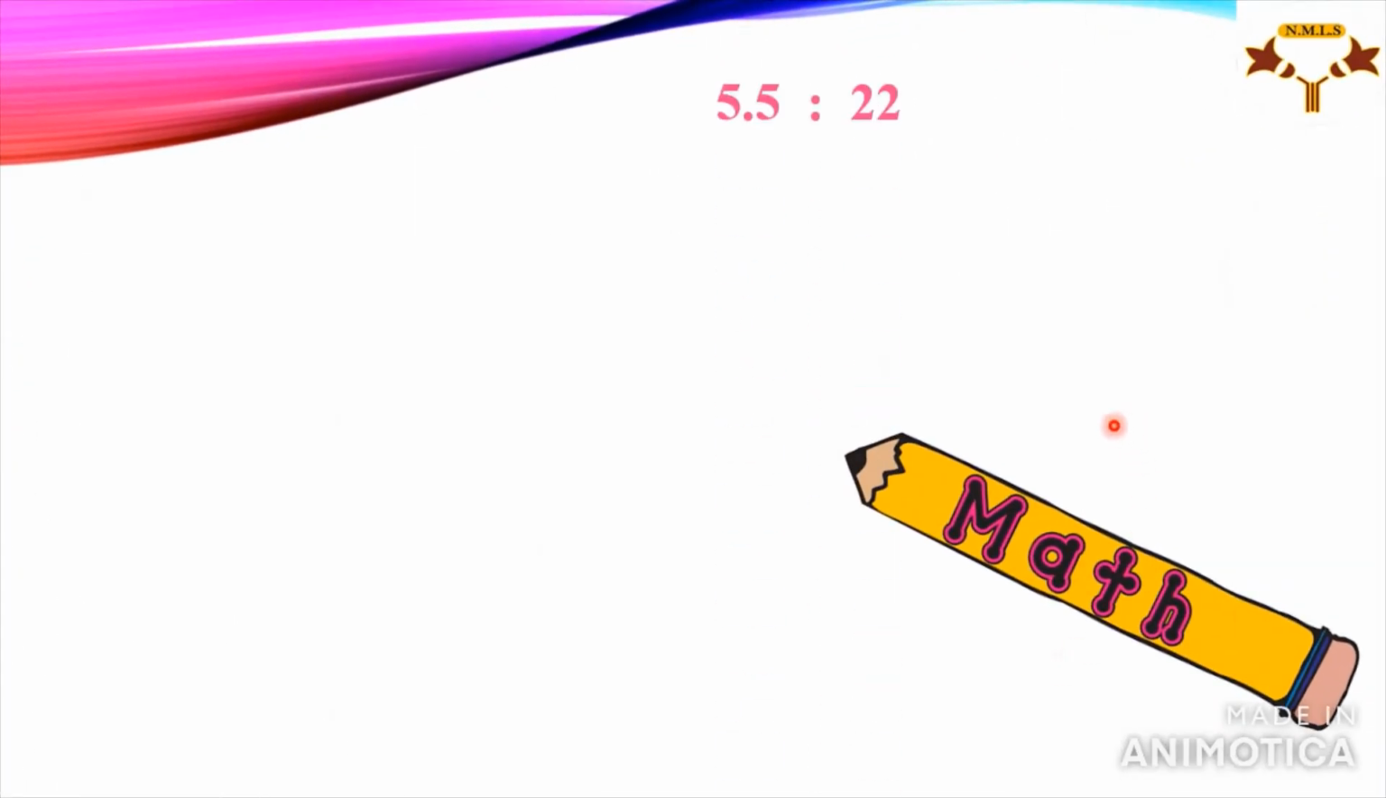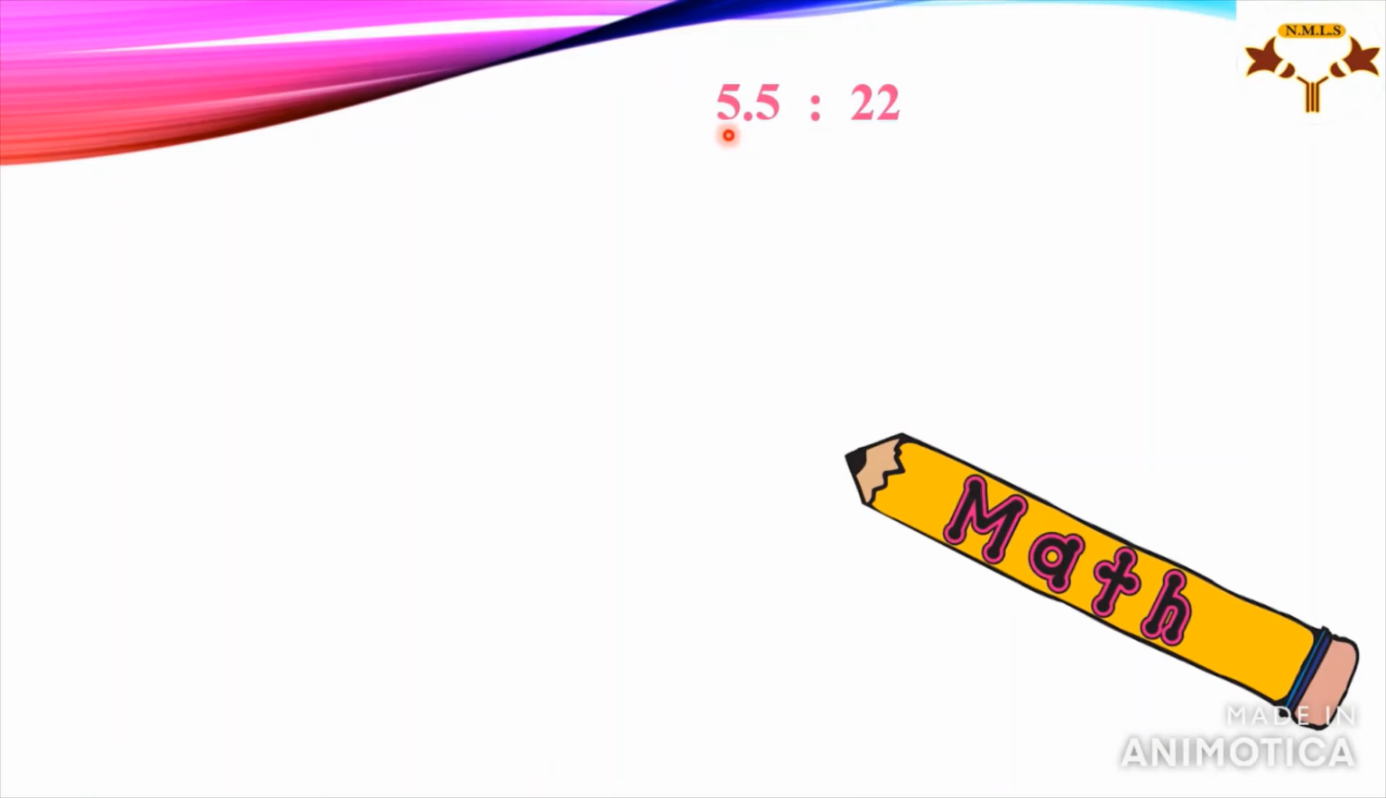Okay, let's see. What if I have a decimal number? I said the ratio must be in its simplest form, and the numbers must be whole numbers. What if one or both of the numbers are decimals? I cannot ignore the decimal point, but I can multiply the two terms of the ratio by 10 or 100 or 1000, or whatever number is needed.